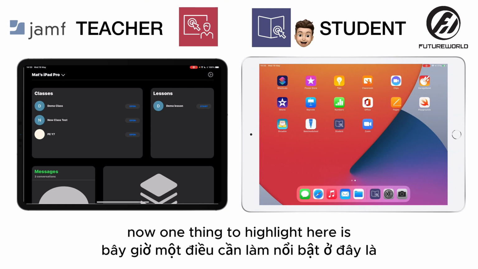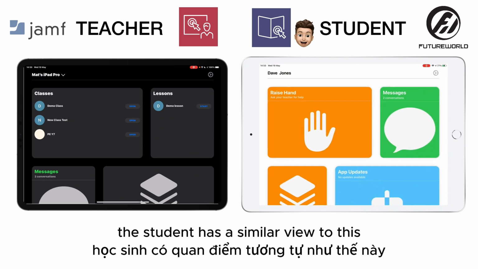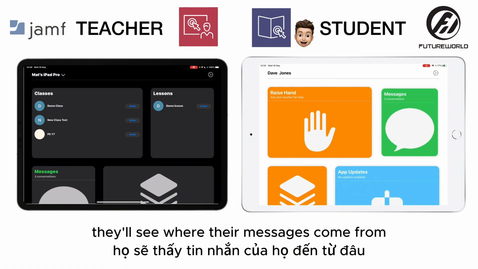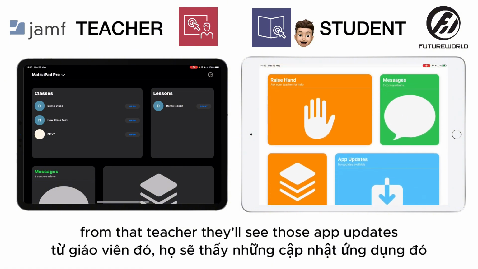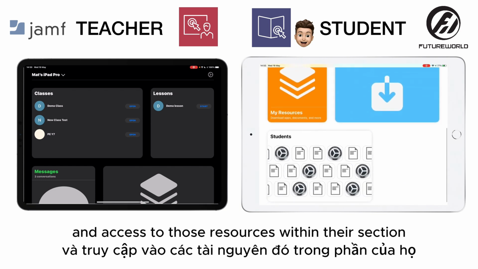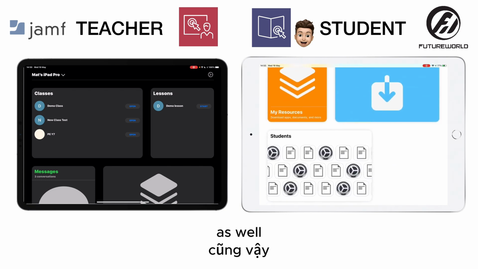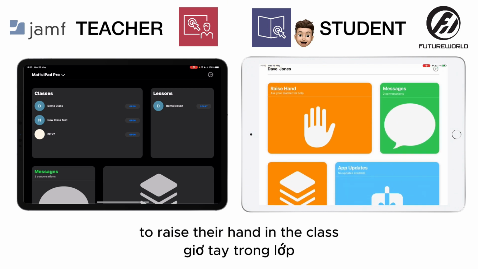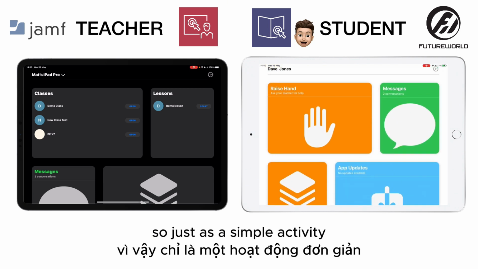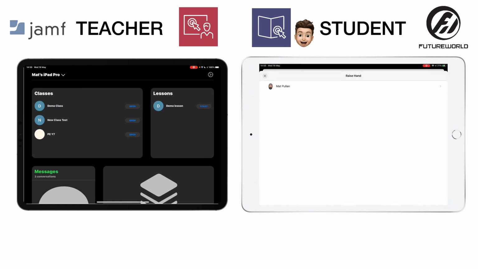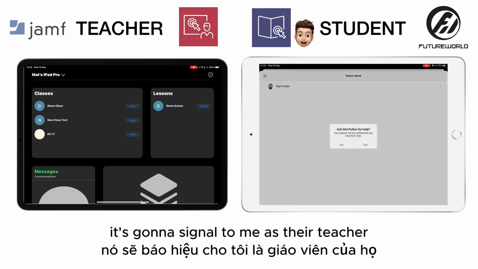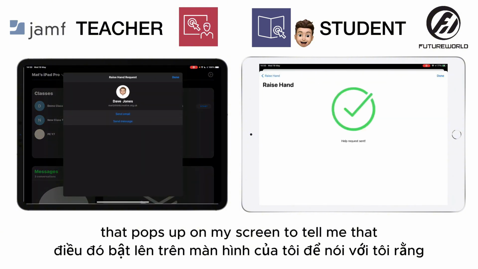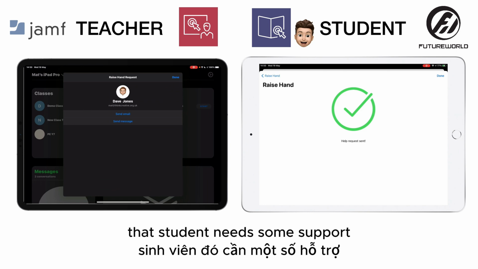Now, one thing to highlight here is the student has a similar view to this when they open up this Jamf student. They'll see where their messages come from that teacher. They'll see those app updates and access to those resources within their section as well. They also have the option to raise their hand in the class. So just as a simple activity, if they tap on raise their hand, it's going to signal to me as their teacher that I need some help. And you'll see that that pops up on my screen to tell me that that student needs some support.